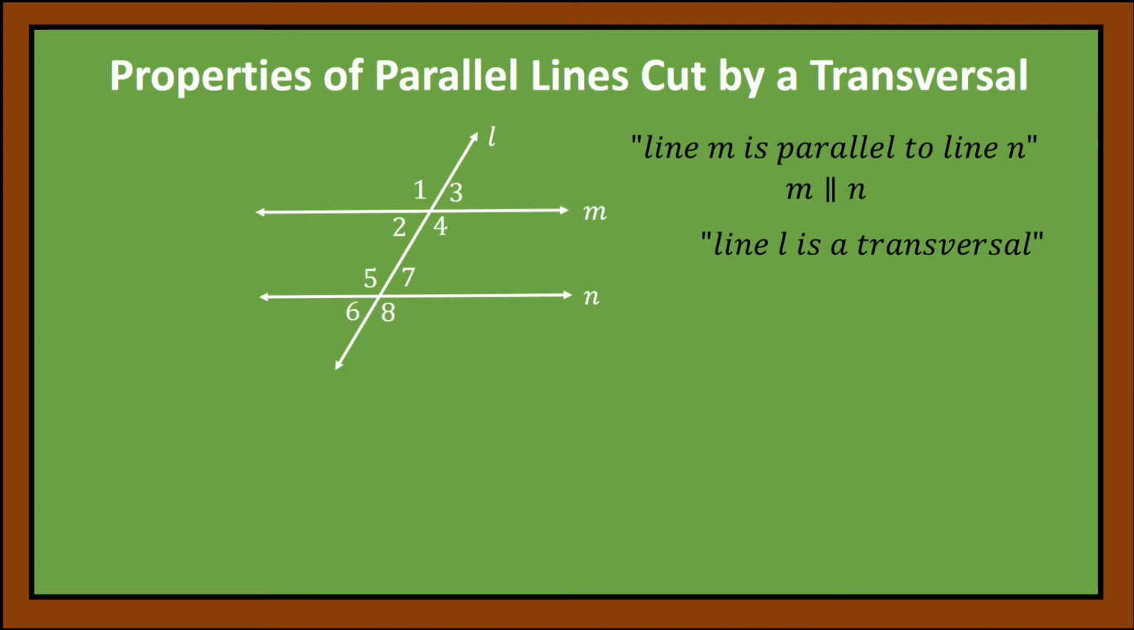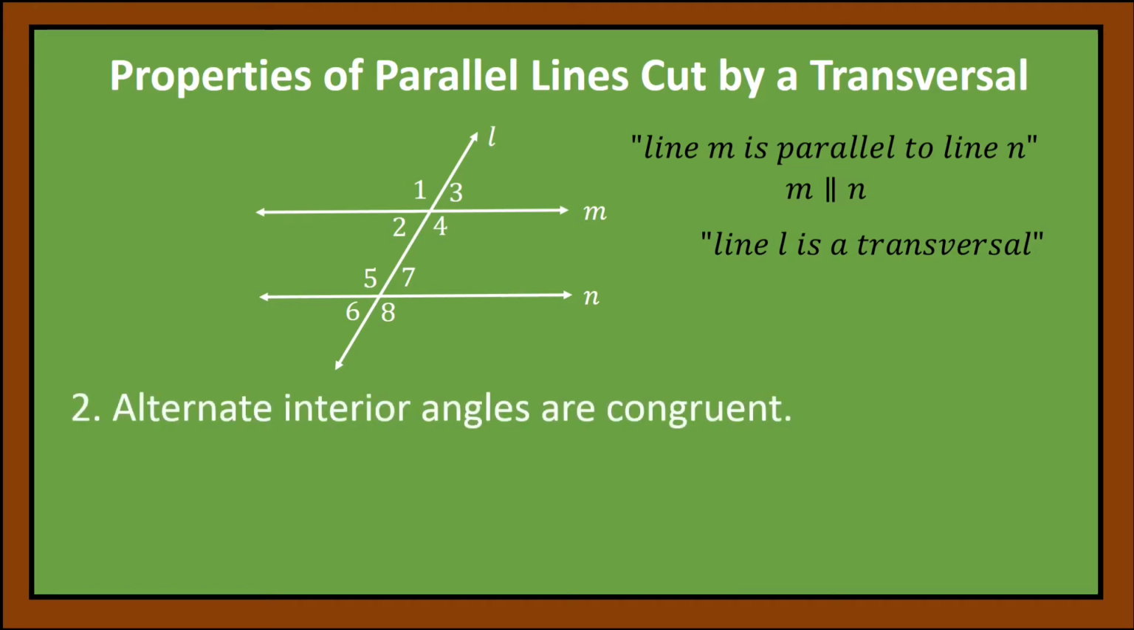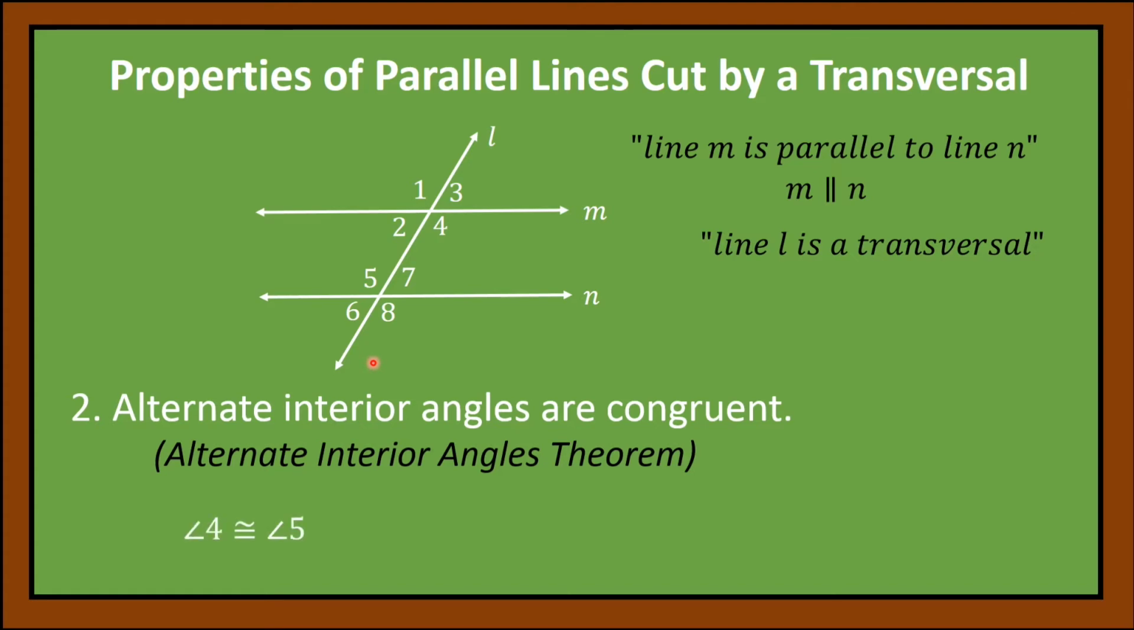So, another property, alternate interior angles are congruent. Ito ay based sa alternate interior angles theorem. So, dito sa ating figure, ang tinatawag na alternate interior angles ay angle 4 and angle 5. So, ang angle 4 is congruent to angle 5. Ibig sabihin, ang sukat ng angle 4 ay katulad ng sukat ng angle 5.